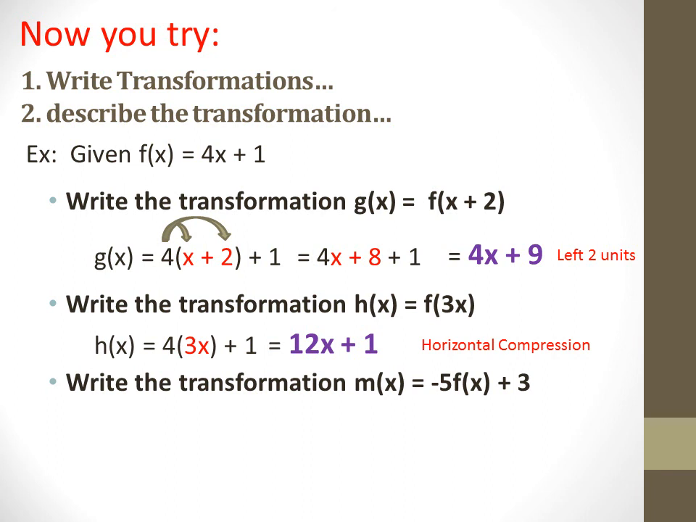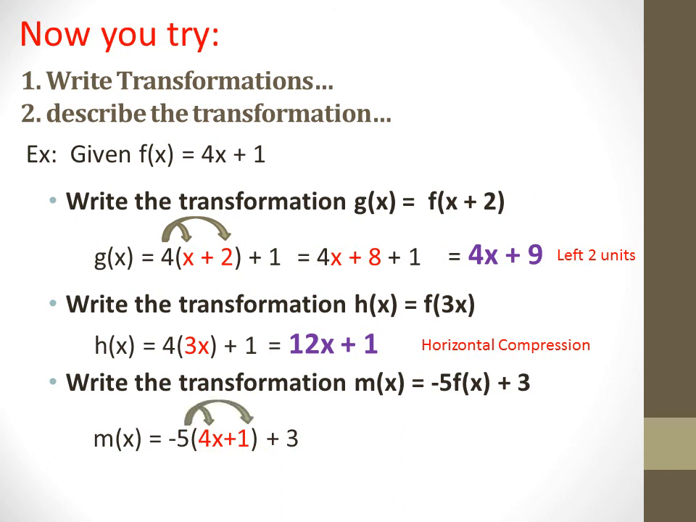The last function has a combination of things. Notice how we're taking negative 5 times our function, then we're adding 3. And that's exactly how we're going to do this. We're going to take negative 5 times our entire function, which is 4x plus 1, and then we're going to add 3 to it. So notice how this is similar to our first one.